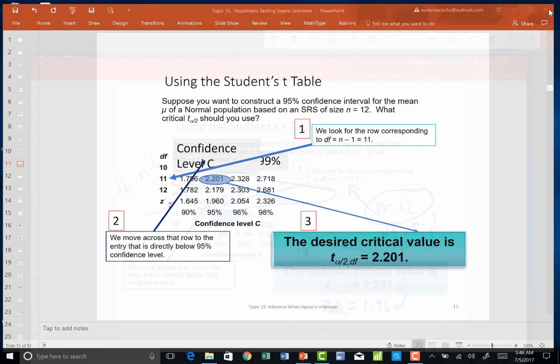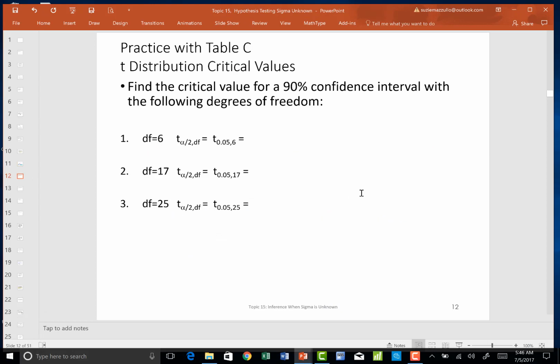This is a relatively small sample size, so you see there's a pretty big difference in here. Now it's time in our PowerPoint where you had to go and look in the table to find the critical value for a 90% confidence interval with these degrees of freedom. The sample size for this was 7. The sample size for this was 17. And this, it was 18, excuse me. And the sample size for that was 26.